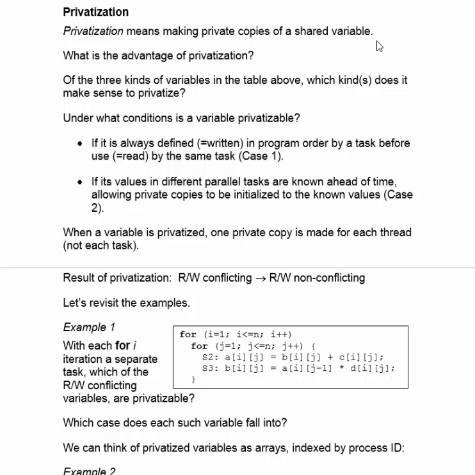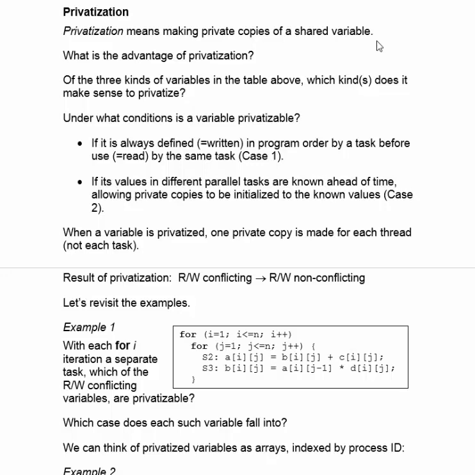We've said that we can make copies of read-only and read-write non-conflicting variables in any task that needs them. But we can also make copies of read-write conflicting variables under certain conditions. And that's why we want to consider the issue of privatization. What's the advantage of privatization?